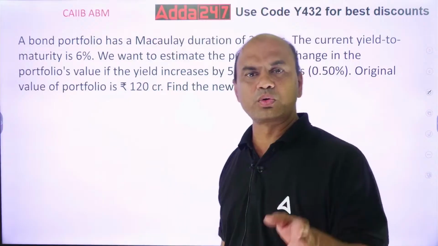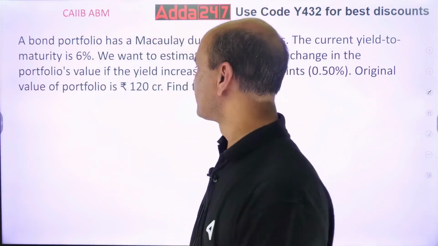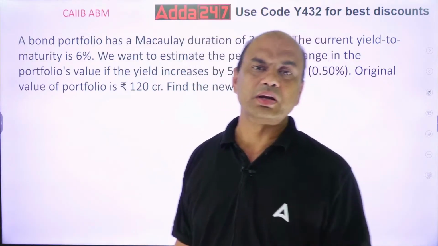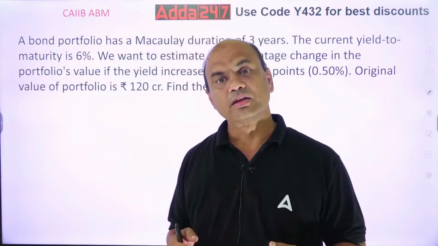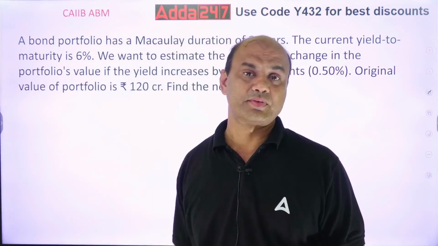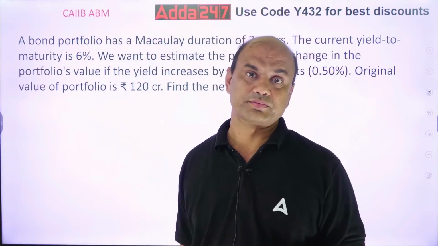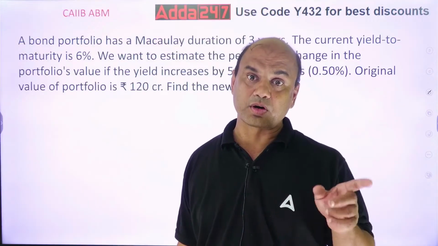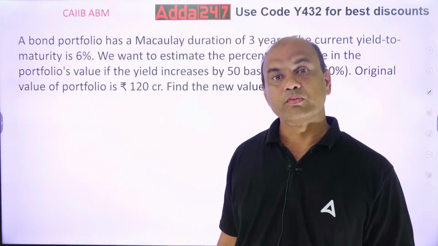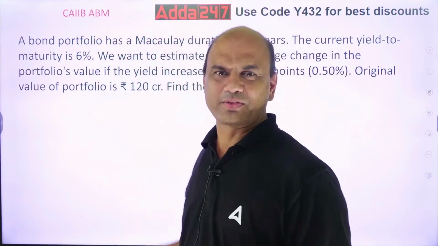There are 2 durations: one is Macaulay, second is modified. What is Macaulay duration? Macaulay duration means the duration within the life of that bond in which the interest rate risk on that bond becomes 0. Modified duration means, I have taken this many times, that's why I am not writing.